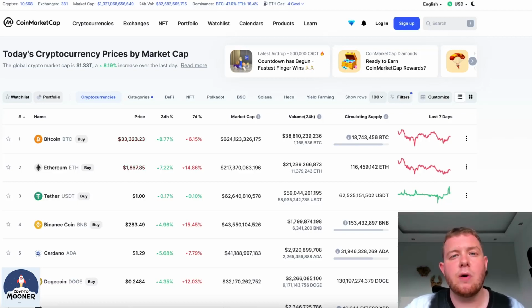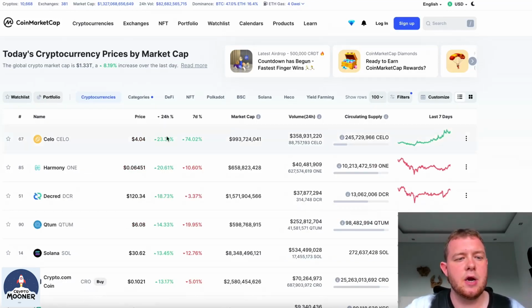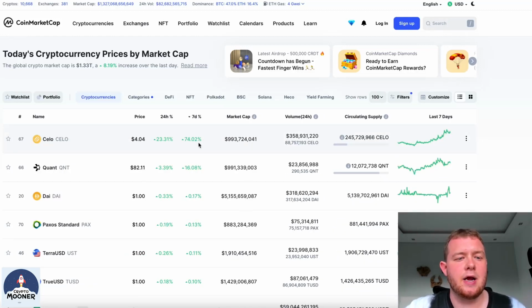One of the great things about CoinMarketCap though is you can filter and sort by 24 hours and 7 days. For example, here we can see CeeLo has gained 24%. That's the highest gainer today in the last 24 hours. And we can also check on 7 days as well. The highest gainer here again is CeeLo. We have DAI and Quant as well. Yeah, basically that's what we can do there.